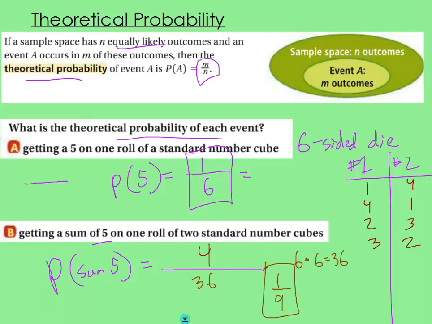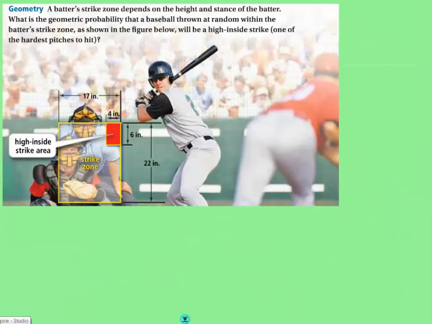Let's try something else. Similar idea here. A batter's strike zone depends on the height and stance of the batter. So this is the strike zone, a rectangle. What is the geometric probability that a baseball thrown at random within the batter's strike zone will be in the high strike? So what's the probability, if the baseball is going to hit one random area of this strike zone, that it hits this smaller rectangle? We're going to call this a high strike.